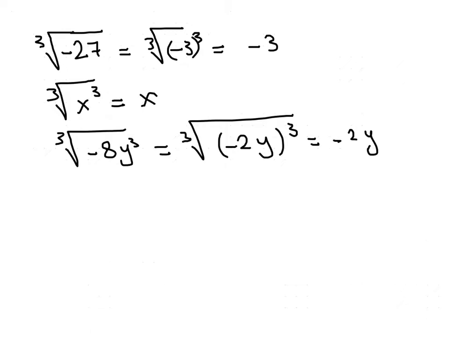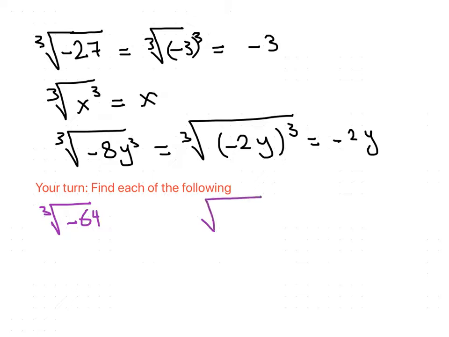Your turn. Find each of the following: cube root of negative 64, cube root of 27y to the power of 3. Odd and even case roots.